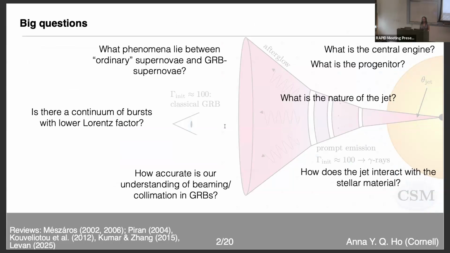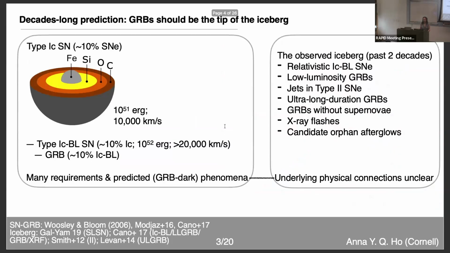And ultimately, the major limitation in our ability to answer these questions is that for decades, our only way of reliably finding them has been as gamma ray bursts. But it's been predicted for many years that GRBs as we know them should just be the tip of the iceberg of a much broader range of phenomena.